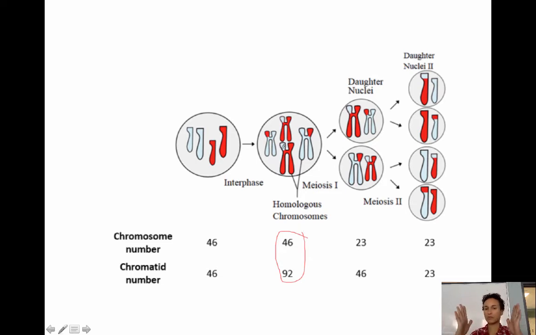Here, even though those chromatids are connected to each other, that still counts as a set. Remember, this one is a duplicate of this one. And so because they're physically connected and it's a set of DNA, we actually have 46 chromosomes, even though we have double the amount of chromatids. In the next one, because that gets halved, we get 23 chromosomes and 46 chromatids.